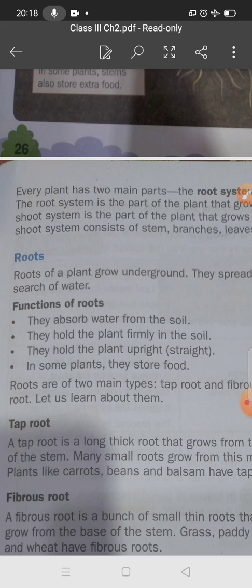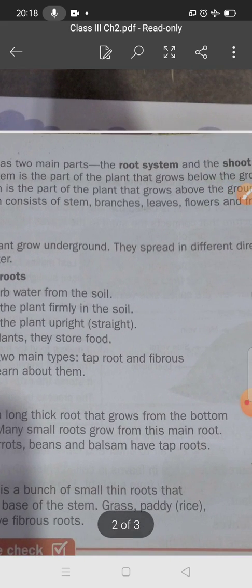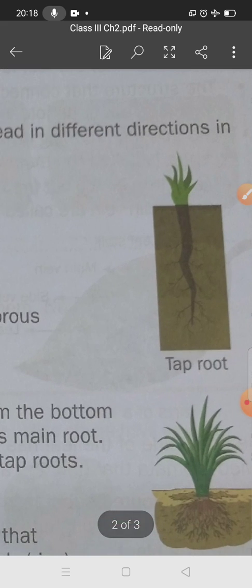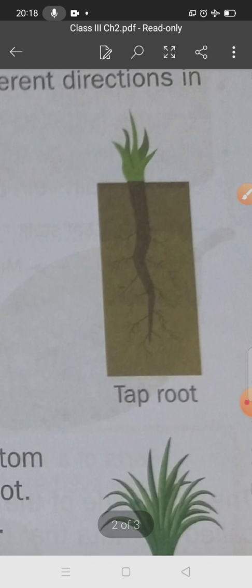Students, today we will discuss the types of roots. There are two main types of roots, taproot and fibrous root. You can see this diagram. This is the diagram of the taproot. Plants have two types of roots, tap and fibrous. So you can see this is the taproot.